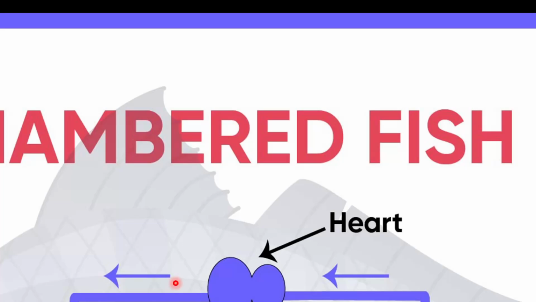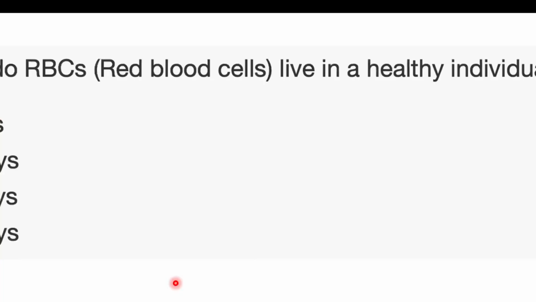Okay, good. Moving on to the third question of this TA session. How long do RBCs, red blood cells, live in a healthy individual? Option A, 20 days. Option B, 120 days. Option C, 180 days. And option D, 220 days.